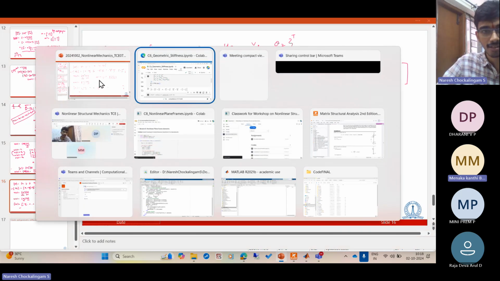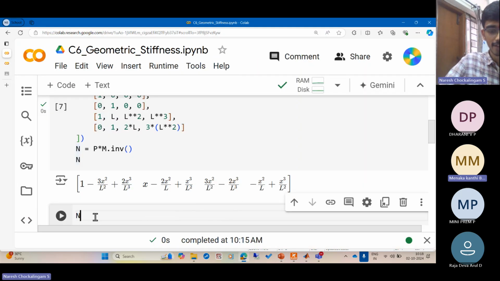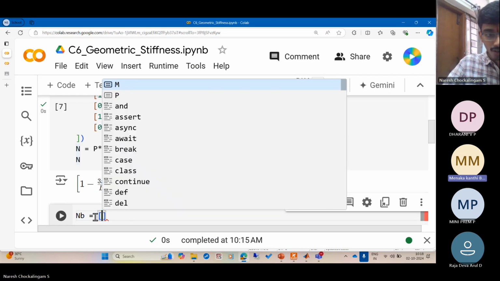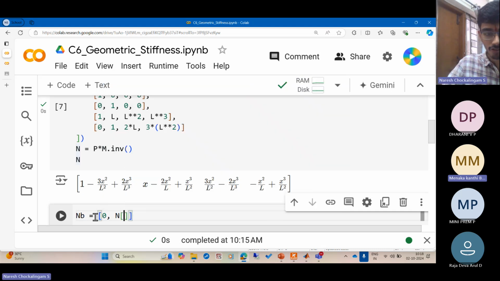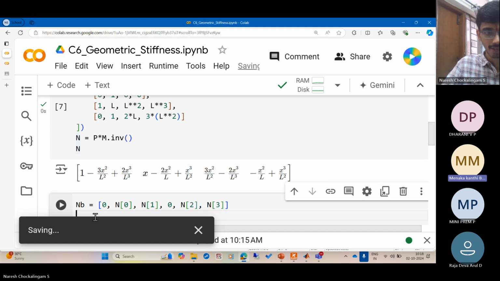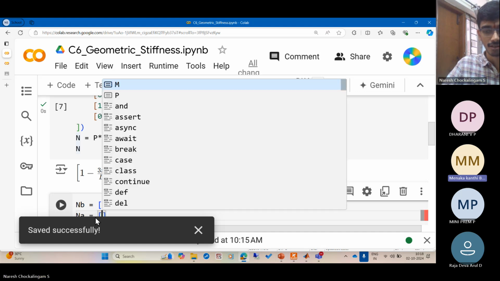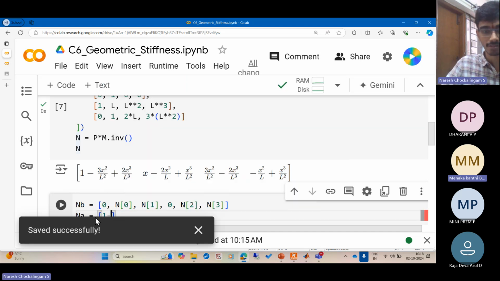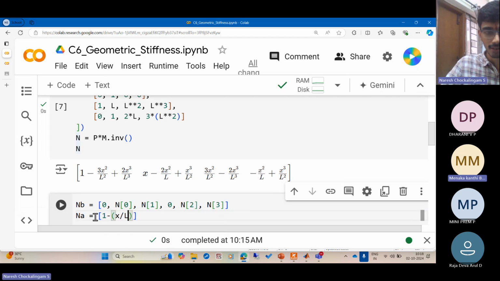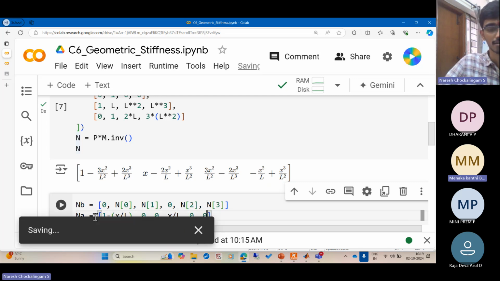So first let me define NB. NB is, let me just use this, 0, n of 0, n of 1, 0, n of 2, n of 3. And then I'll say N axial is 1 minus x by L, 0, 0, x by L, 0, 0. Okay, so this is fine.